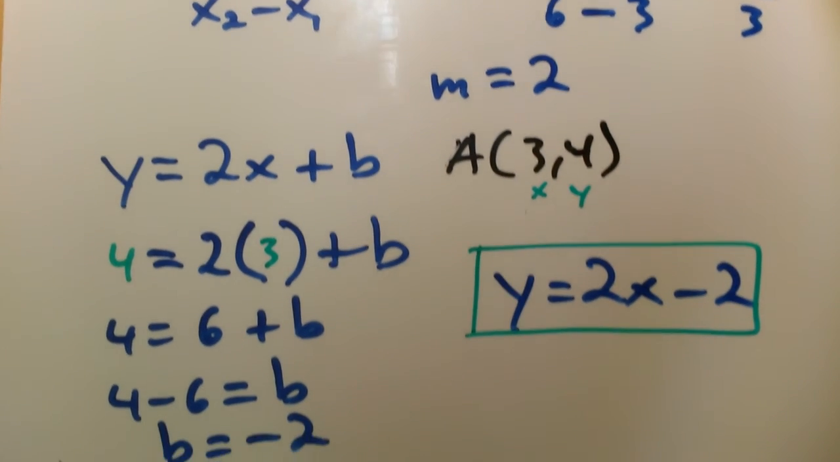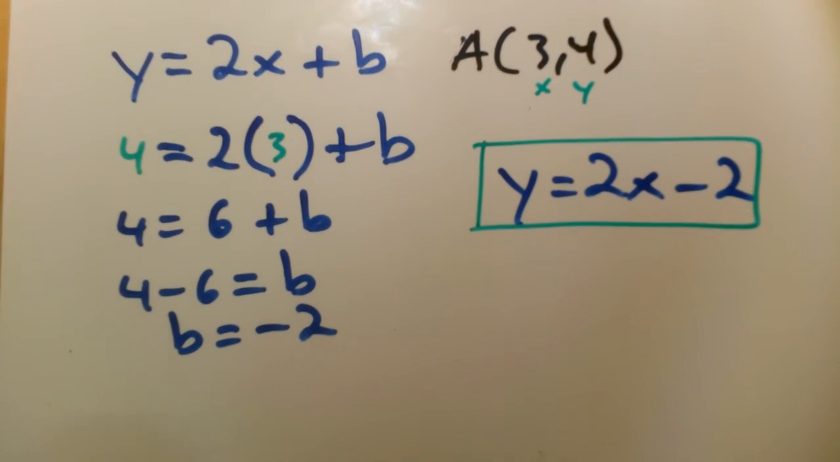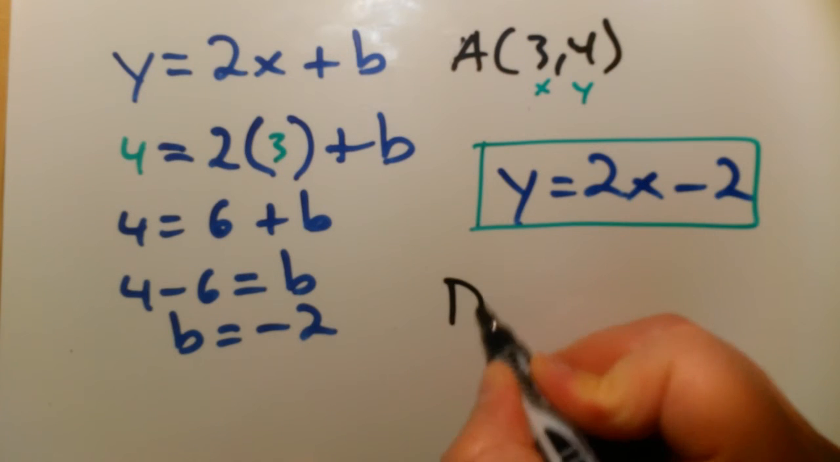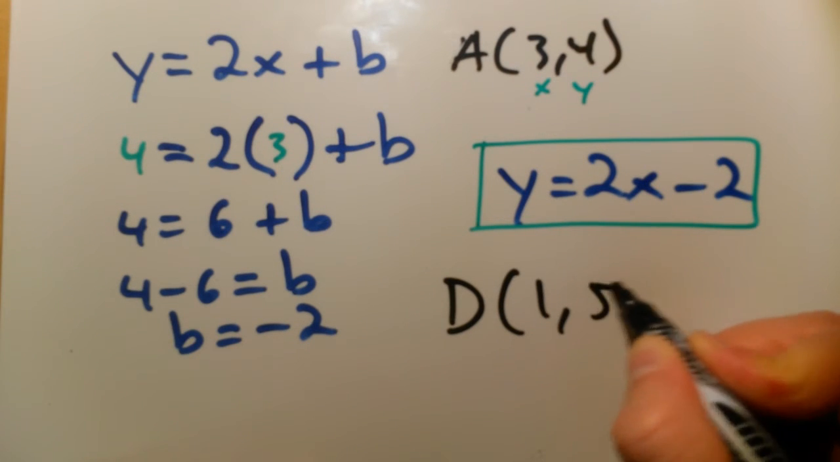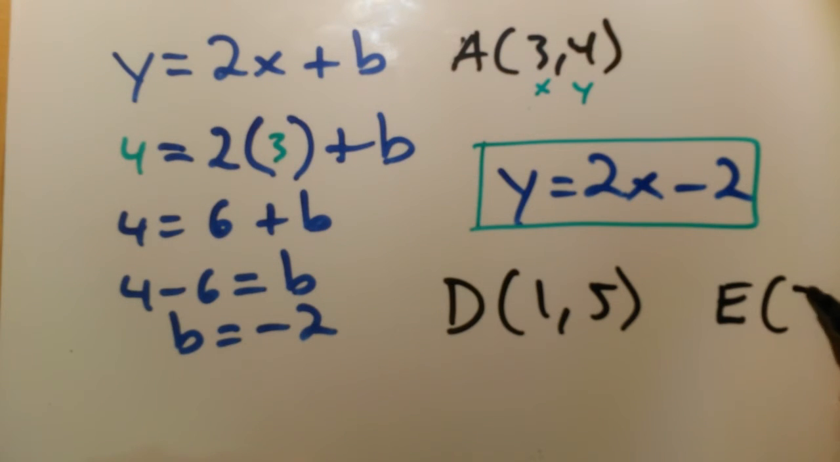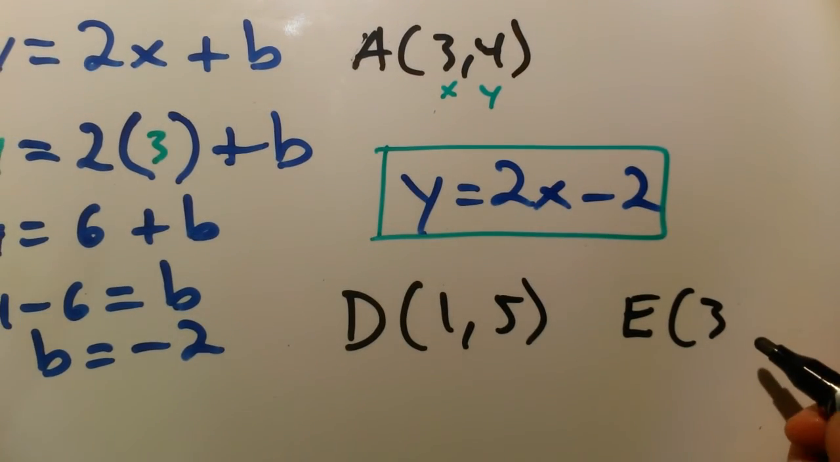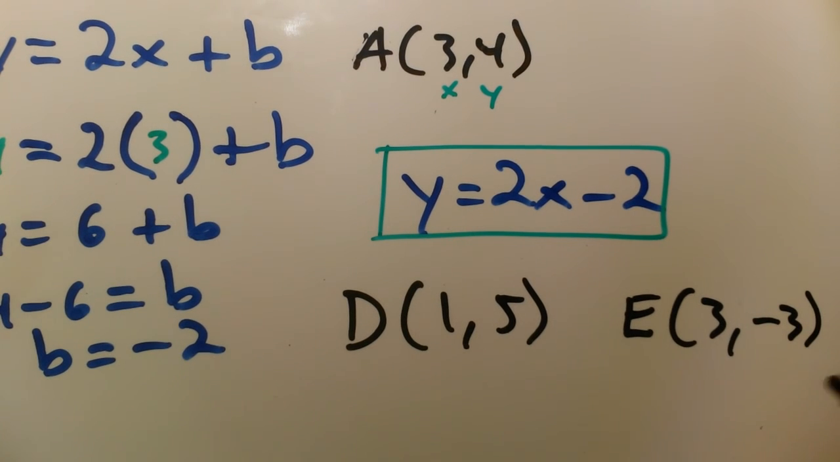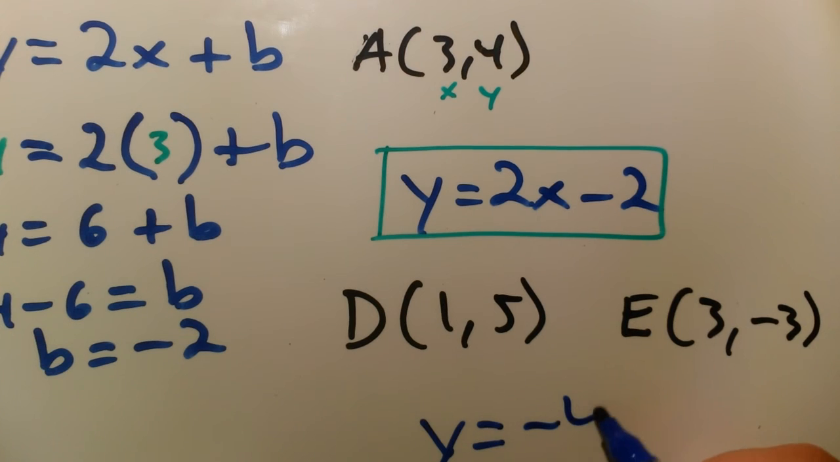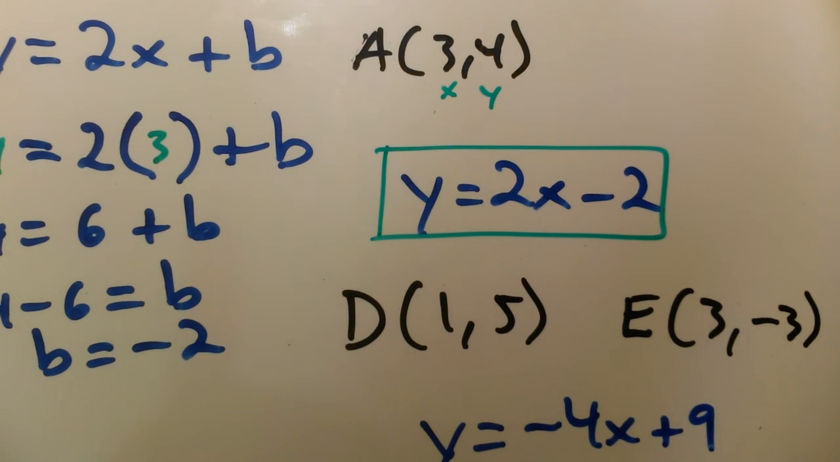Okay, so now I want you to try the following. Find the equation of a line that passes through these 2 points. Maybe you want to pause this video for now to figure out what the answer is. Okay, so find the equation of a line that passes through points D and E. Once you let go, you should get this answer: y equals -4x plus 9. If you didn't get this, then check your calculations. If not, you can see me tomorrow and we can talk more about it.